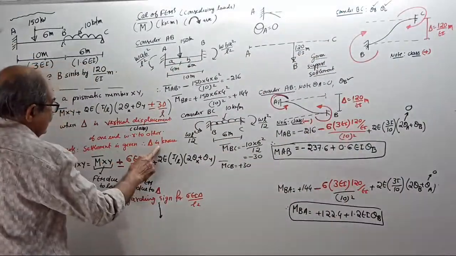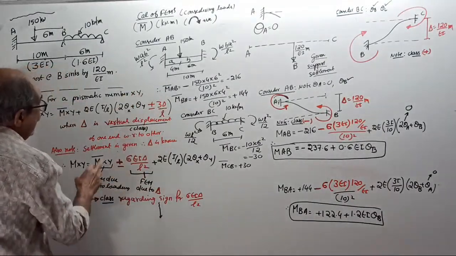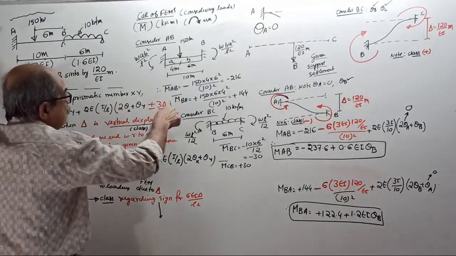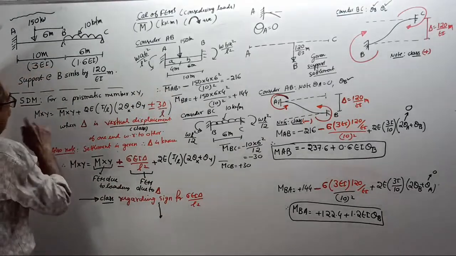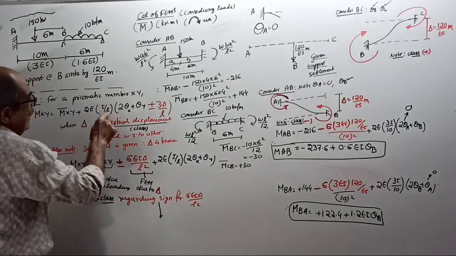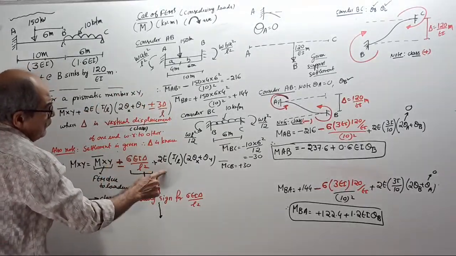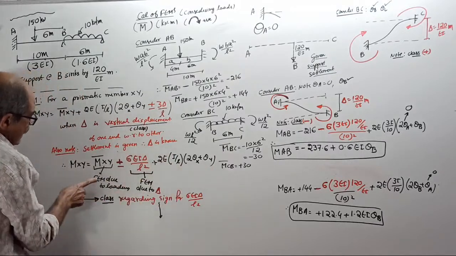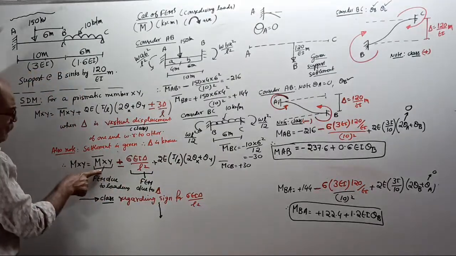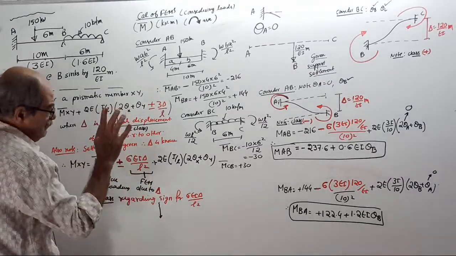Settlement is given, that is, delta is known. Therefore, this term is known, so push it to this side. M bar XY plus 2EI by L into 3 delta by L is 6EI delta by L square, plus the usual terms. Now, remember, this is FEM due to loading. This is FEM due to delta.